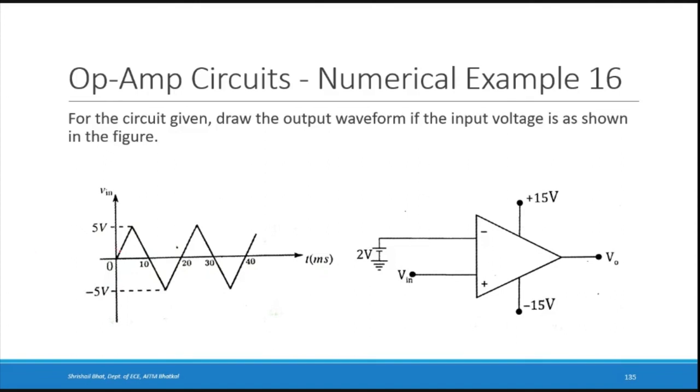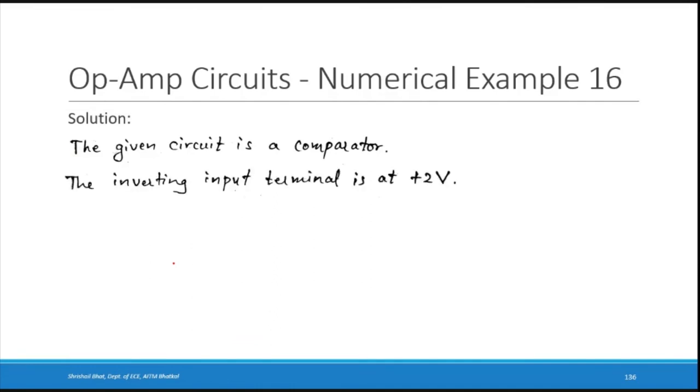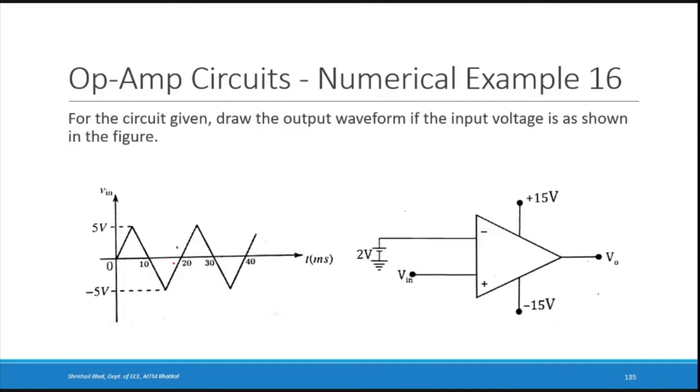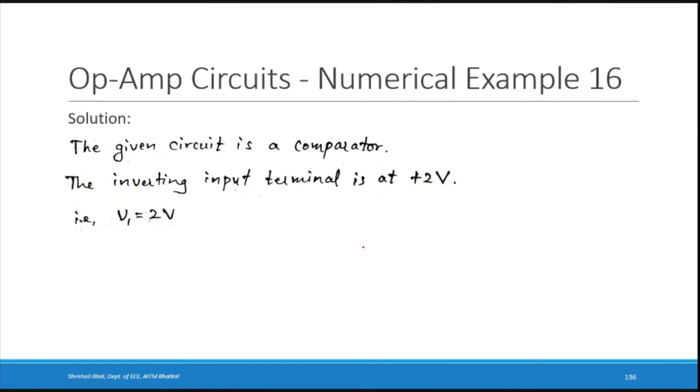Whenever input goes above 2 volts, output will be plus 15. Whenever input goes below this 2 volts, output will be minus 15. That's all. So, the given circuit is a comparator. But write that first. Then the inverting input terminal is connected to plus 2 volts, so that is V1 equal to 2 volts.